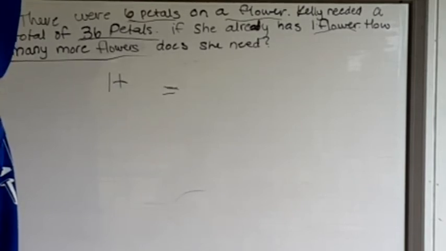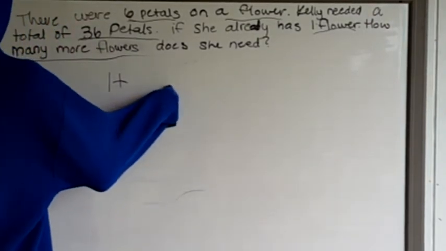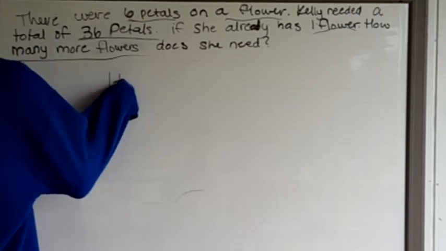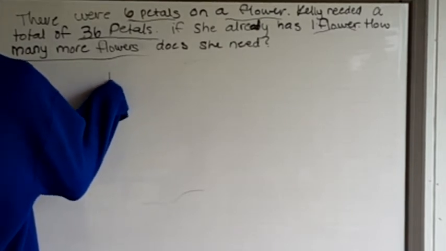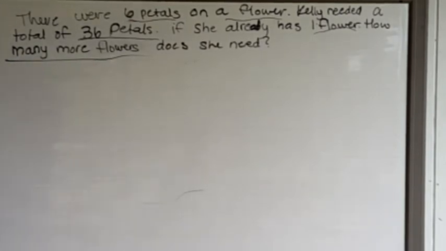That's wrong. Try again. I'm trying to determine how many. She needs 36 petals. So how many more flowers does she need if she already has 1 flower? You need to focus on the end of it. She needs 36 petals. 6 equals 1 flower. So 6 and 6 and 6. So 36 equals 6.